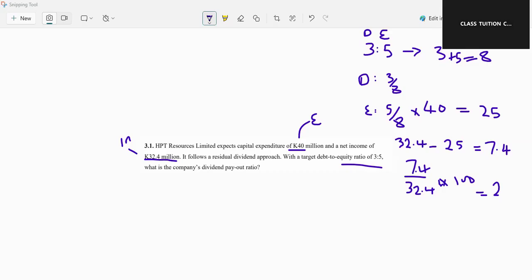So the profit of 32.4 million that the company has, the 25 million must be kept for investment, and the remaining 7.4 is the leftover. That leftover of 7.4 million is what the company pays. So only 22.8% of the profit is paid to the shareholders as dividends, and the rest, 77%, is kept and invested in the business. Is that clear now?